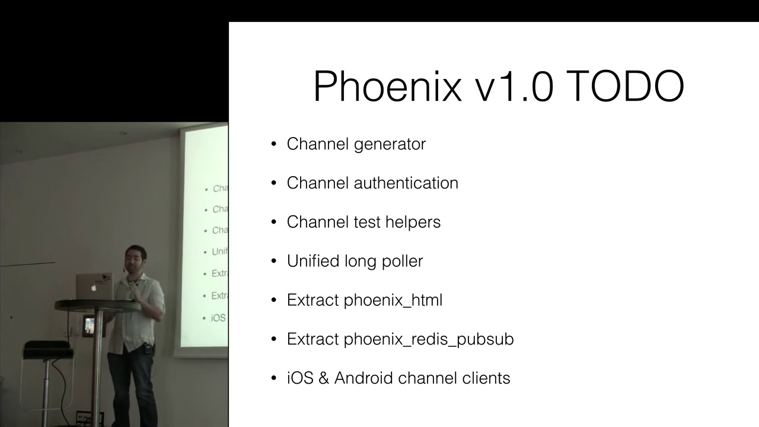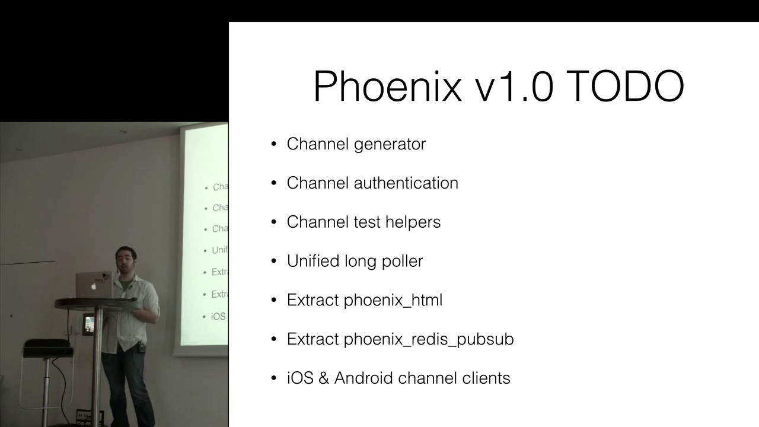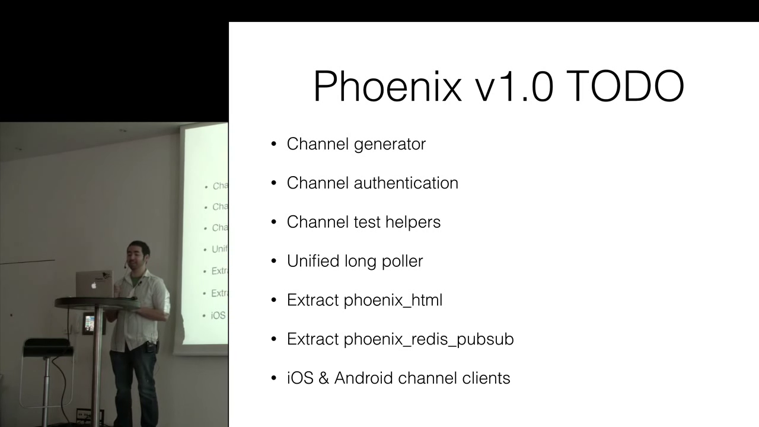But just to say, there's really no massive changes. Unless we find some things that aren't working quite well, we just want to add some nicer features like a channel generator. Channel authentication is one of the bigger ones, but implementation-wise, it's not going to be too bad. We just want to provide an easy way to do token authentication, so we don't leave that up to the user. Channel test helpers as well. Unified long poller, because long poll has made my life sad. We're special casing long polling with channels, and we want to have a unified interface for that, and it will solve a lot of problems.